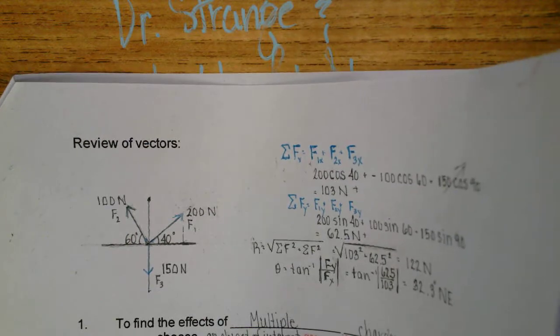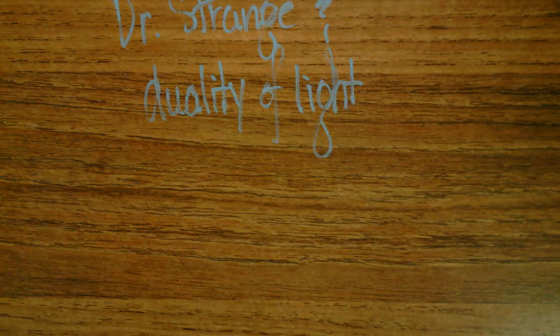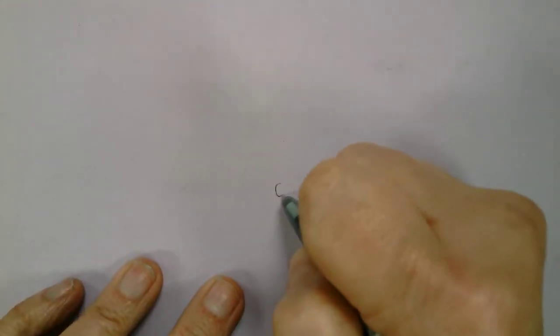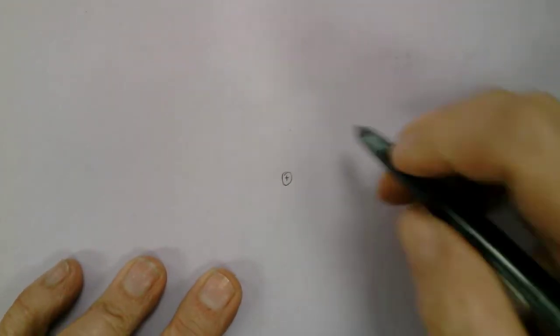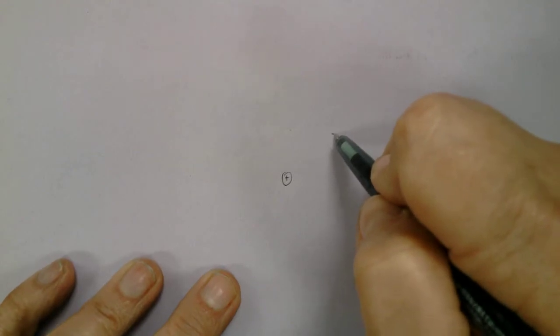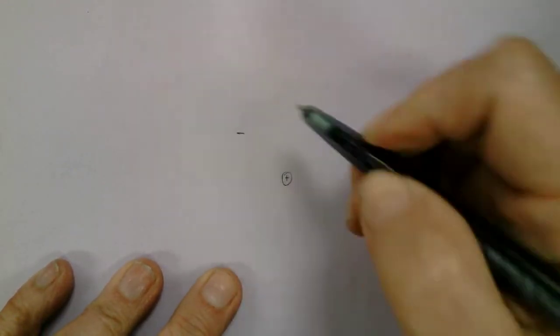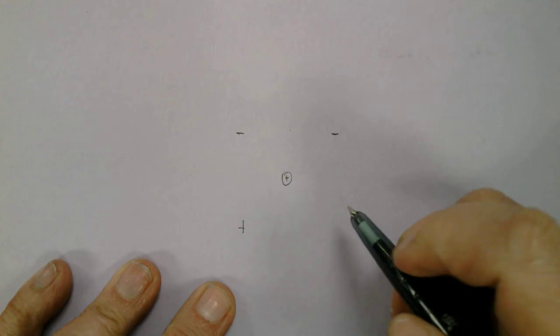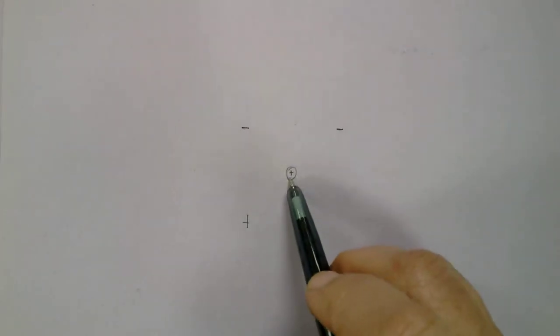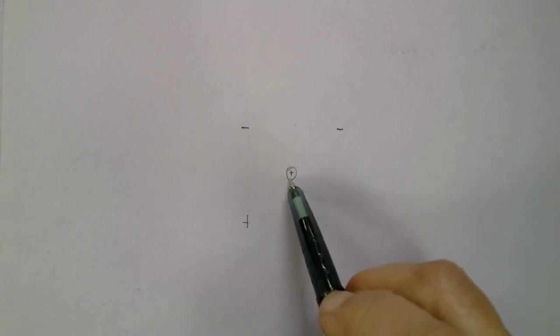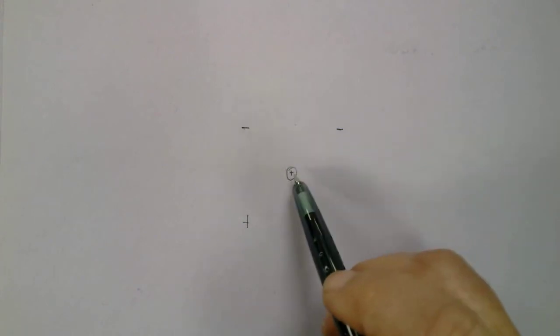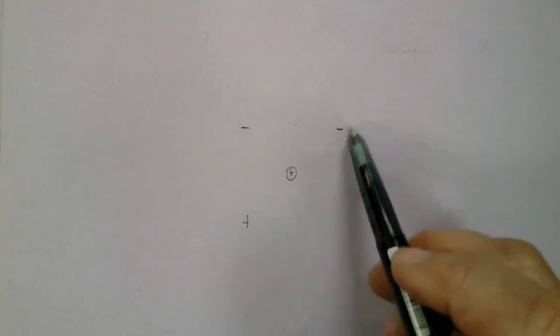Now, I'm going to do a couple other ones for you because this is kind of where students get a little confused with it. So let's say that I have a positive charge here, a negative one here, a negative one here, a positive one here, and we'll just leave it at that. I'm going to ask what are the effects on this charge, I'll call this Q1, because of Q2, Q3, and Q4.